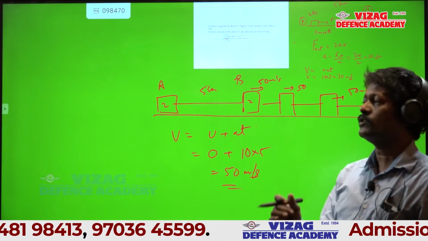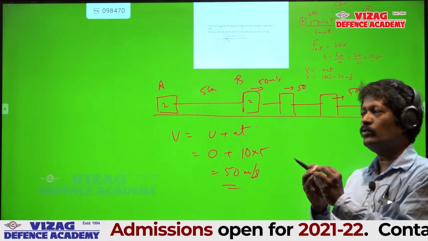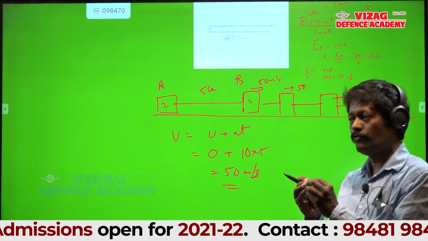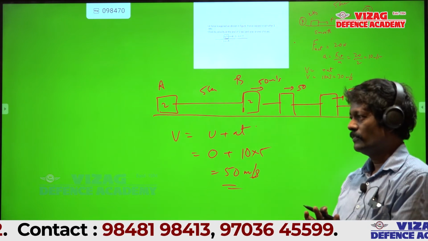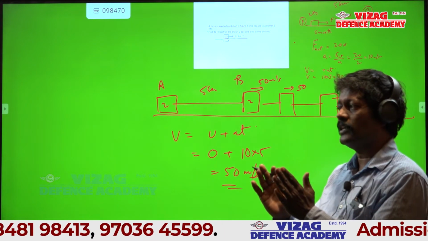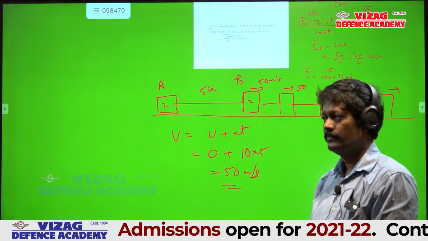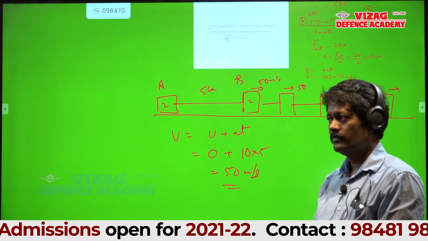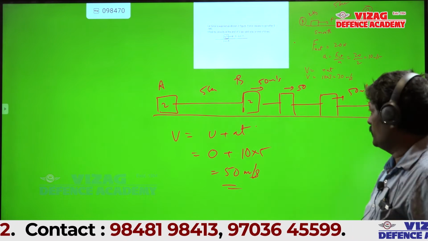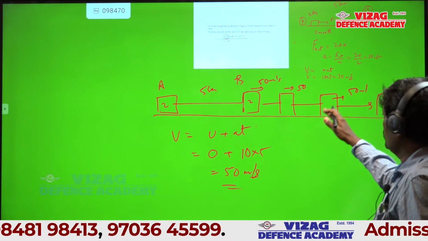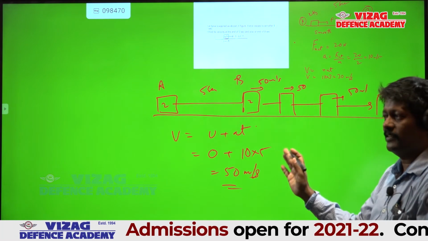So what you understood from this problem is that you have to know for how much time the force is acting. Afterwards, the body will continue with the same velocity in the absence of external force. At the end of 5 seconds, 50 meters per second. At the end of 6 seconds, 50 meters per second. At the end of 7 seconds, 50 meters per second. 8 seconds also 50 meters per second.